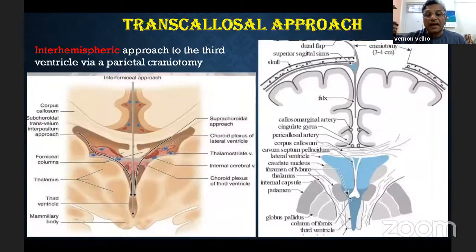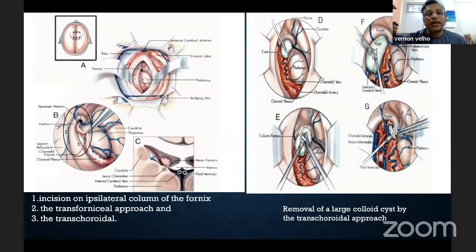So this is the anatomy one would see when going transcallosal. You have to look for certain things from top to bottom until you enter the ventricle. Once you enter the ventricle, the first thing is orientation. You have to know what is to the right. If the thalamostriate vein is to the right, you are in the right foramen of Monro. If it is to the left, you are in the left. This orientation is very, very important.